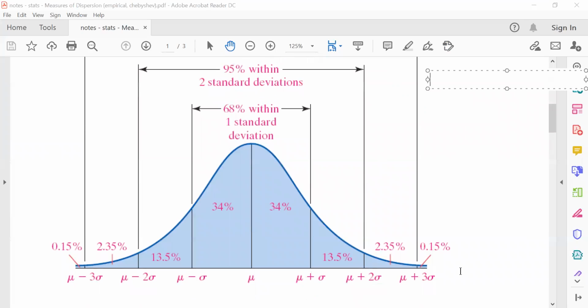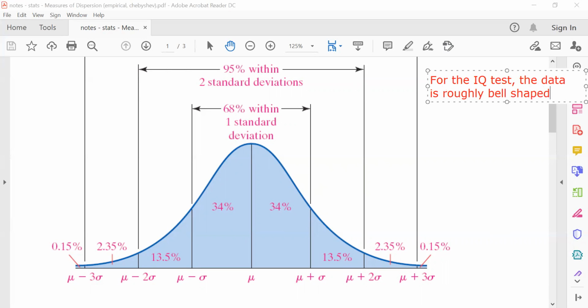So let's say for the IQ test. The IQ test, intelligence quotient, is a test that supposedly determines how smart you are. Of course, that's not really fair, and it's been criticized many times. The data is roughly bell-shaped. It almost looks exactly like a bell-shaped curve. The mean of the IQ test is about 100. On average, people score 100 on it. What does 100 mean? Well, it has its own scale.